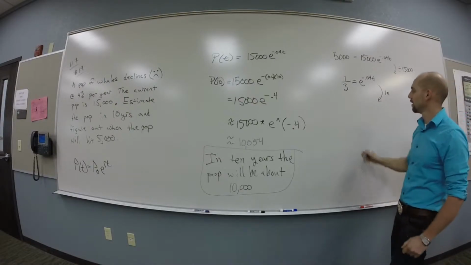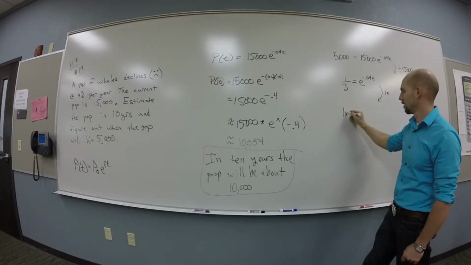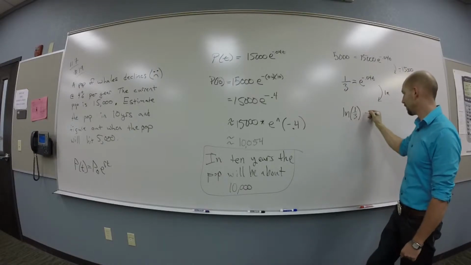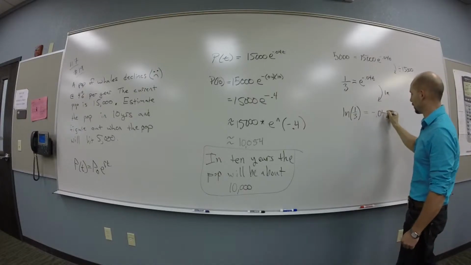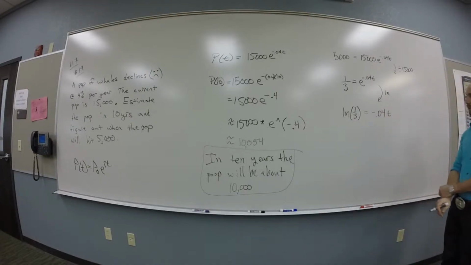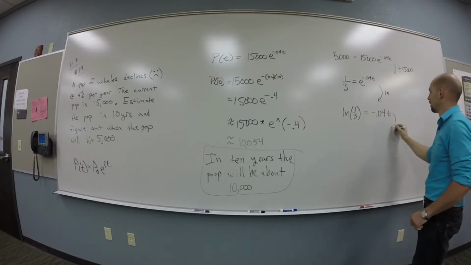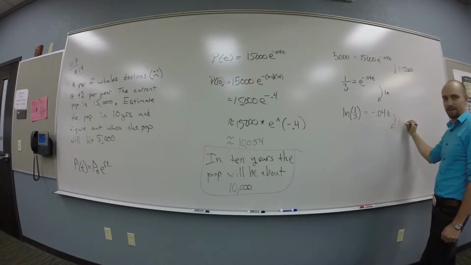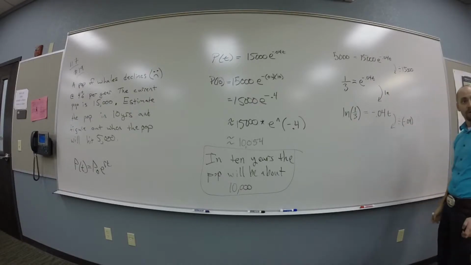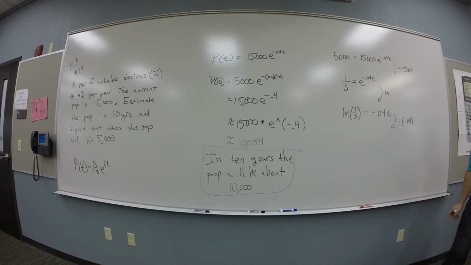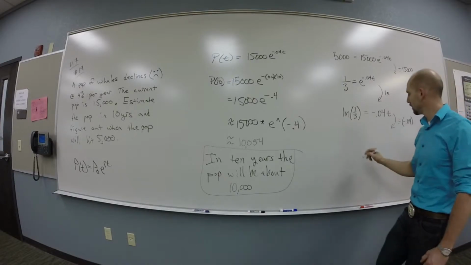Okay, so I get natural log, not "Ellen." Natural log of a third is negative 0.04t. Okay, now to get t by itself, what do I do? Divide by negative 0.04. You could divide by 0.04 first, but you'll be left with a negative t, right? Then you'll flip the sign at the end. That's also fine.